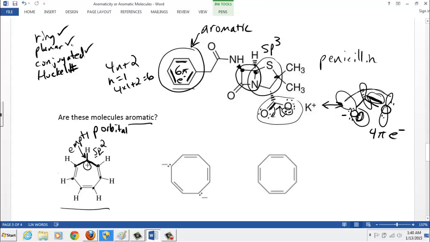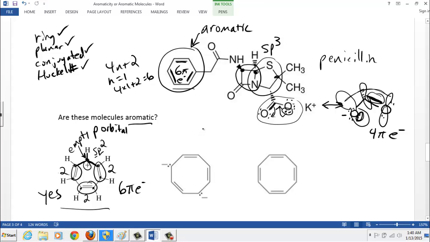Okay, so we got ring, it's flat, conjugated, does it have a Huckel number? Well, there's no pi electrons in this carbon. There are 2 over here. There's 2 more here, 2 more there. That's 6 again. 6 pi electrons. That's a Huckel number. So yes, this molecule is aromatic.